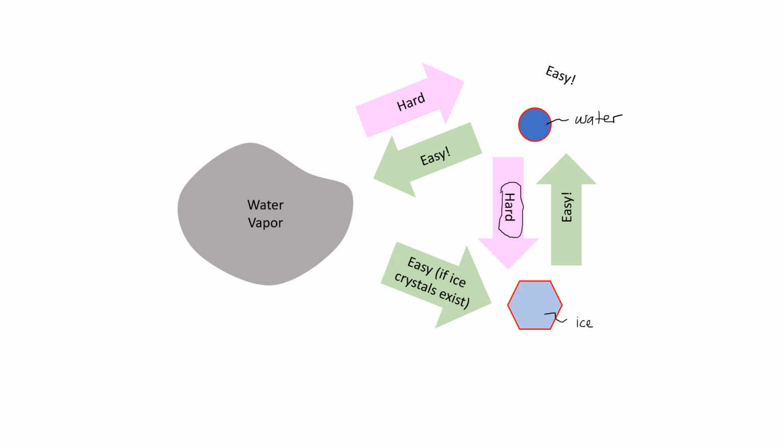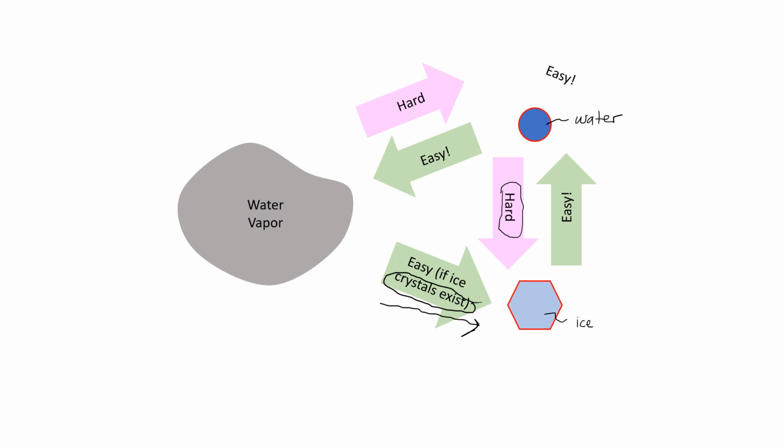On the other hand, you already know that transitions going from a more structured phase to a less structured phase, for example, ice to water and then water to water vapor, are relatively easy. Evaporation is easy and melting is easy. One additional key point here is that if an ice crystal already exists, then the transformation from water vapor to ice is relatively easy. So this path here is relatively easy if the crystals already exist. And we're going to take advantage of this again in the Bergeron process.